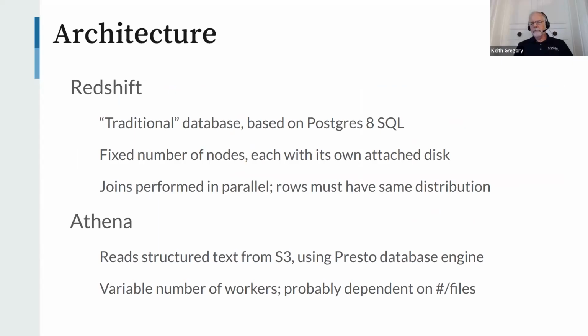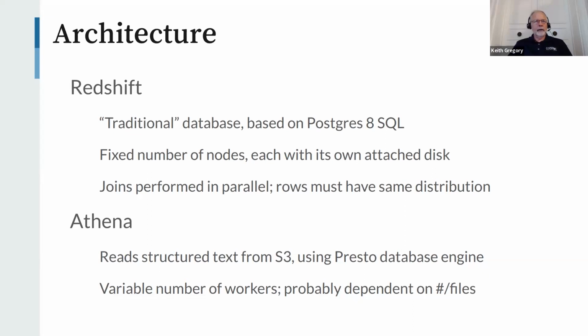So architecture, just the points. Redshift's a traditional database. It's based on Postgres 8. People make the mistake of saying it's a Postgres 8 database, but really, as far as I can tell, the only thing that it has in common with Postgres 8 is its query parser. Everything else is unique to Redshift. That means that certain features that you have with newer databases aren't supported.